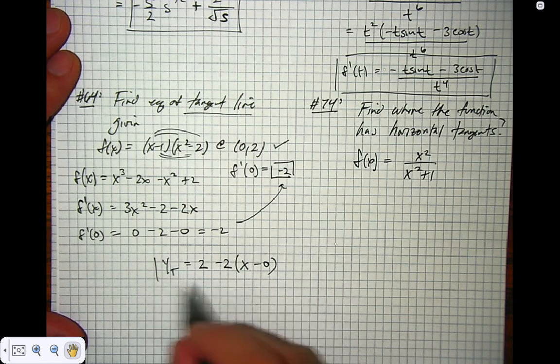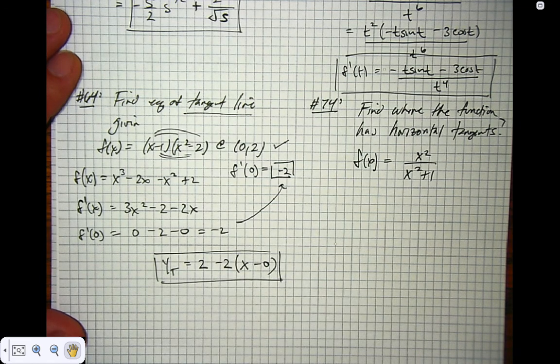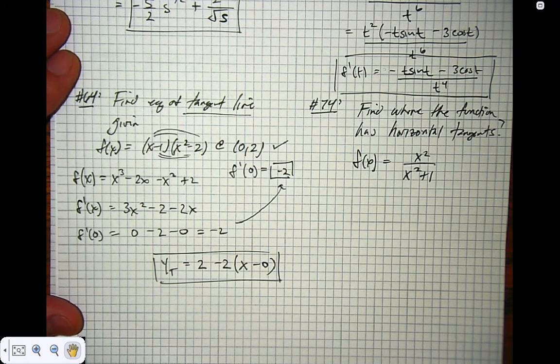Looks weird? Don't care. You've earned the right. Box it. Who cares that's a 0? Who cares you didn't distribute the negative 2? That is an equation of a line. And on an AP Calc test, they will take any form of a line you want to give them.